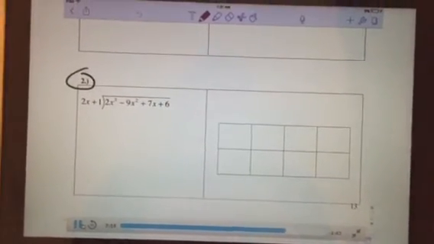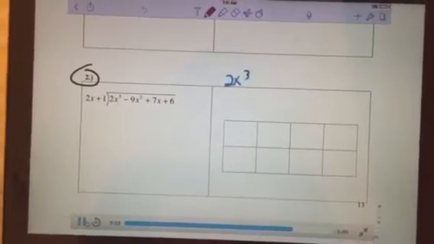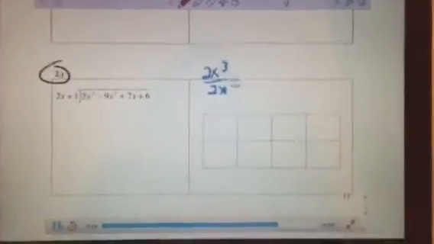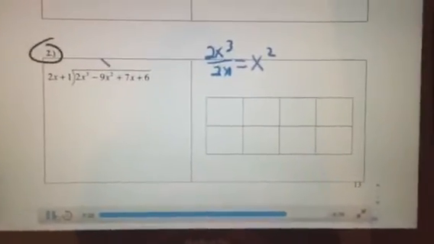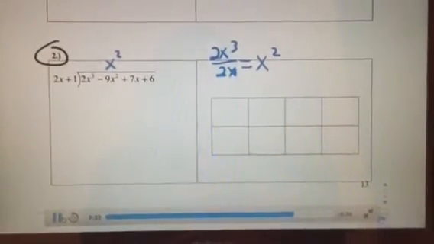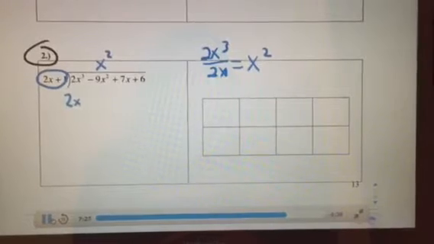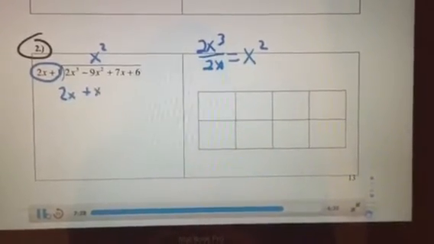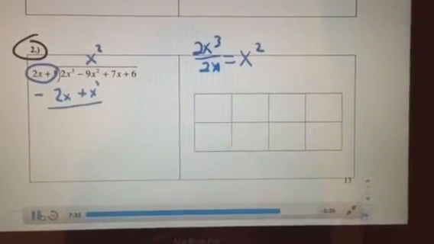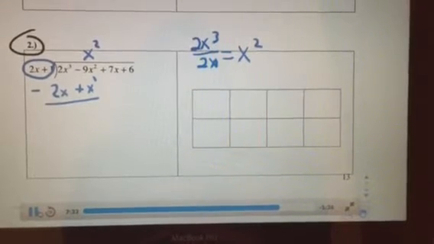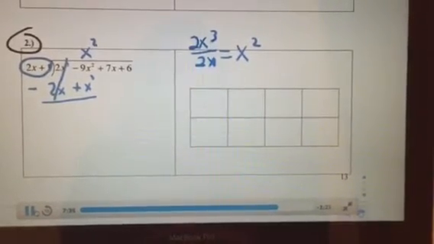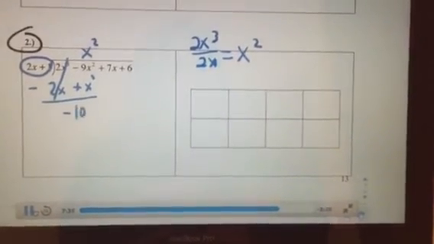Alright, so example 2. I start off by doing 2x cubed divided by 2x and left with x squared. So I put that above my squared column. I take it times the entire divisor. X squared times 2x is 2x cubed. X squared times 1 is x squared. So now we subtract. Well, 2x cubed take away 2x cubed is 0. Negative 9 take away 1 is negative 10x squared.